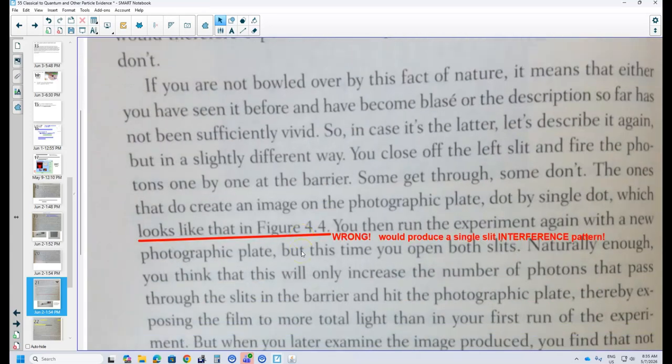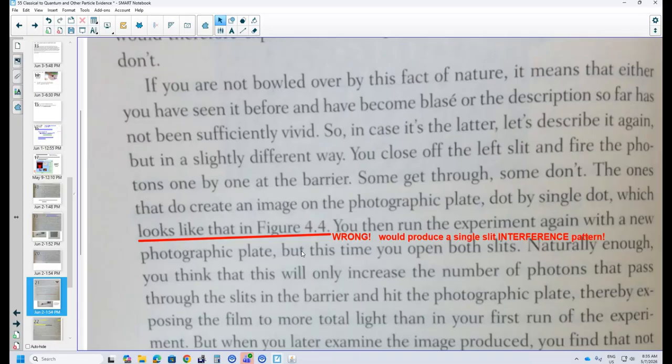If you're not bowled over by this fact of nature, it means that either you've seen it before, or you've become blasé, or the description so far has not been sufficiently vivid. In other words, you just don't quite get it yet. So hopefully you are recognizing that it's weird to see an interference pattern, even though we're sending through particles one by one. But in case it's the latter, let's describe it again, but in a slightly different way.